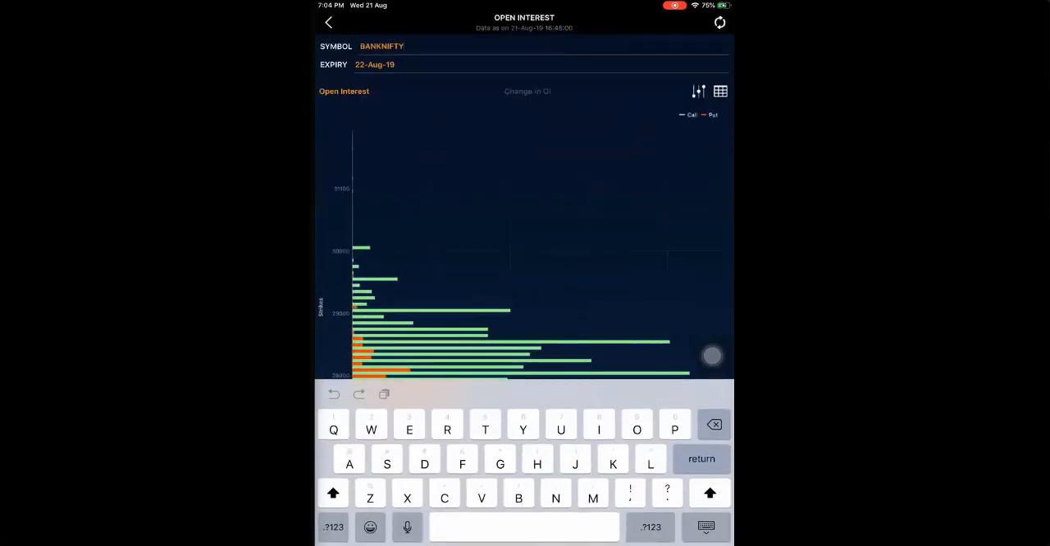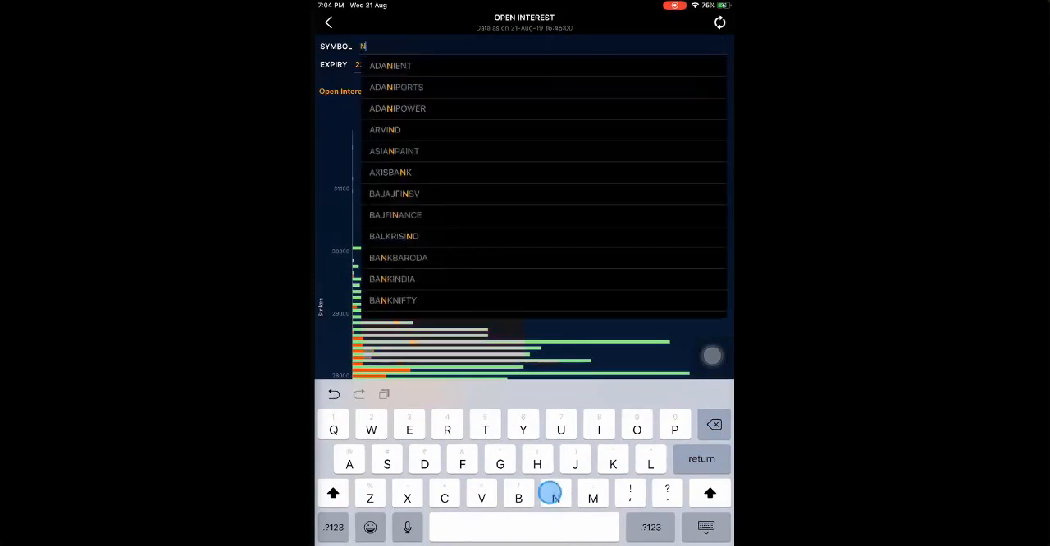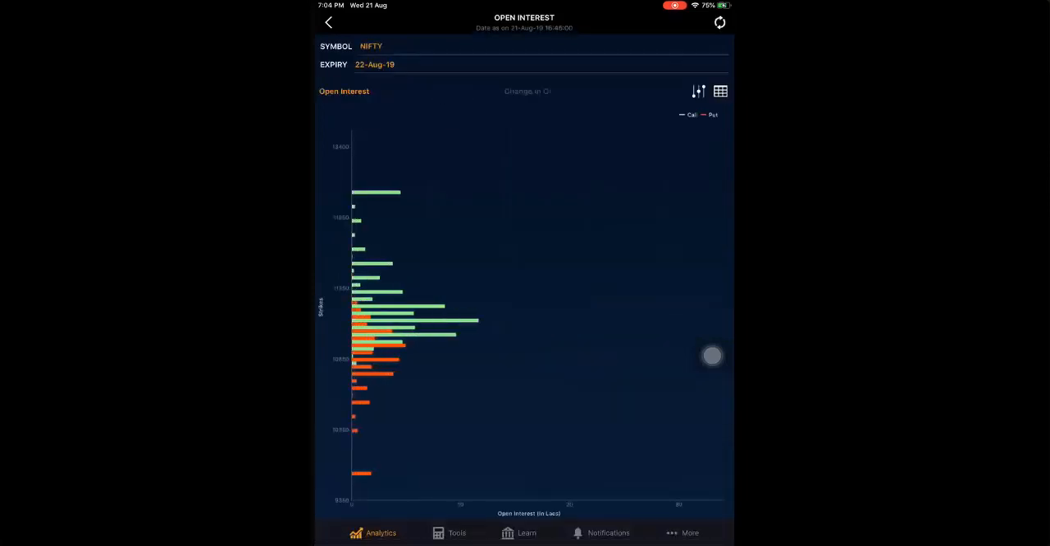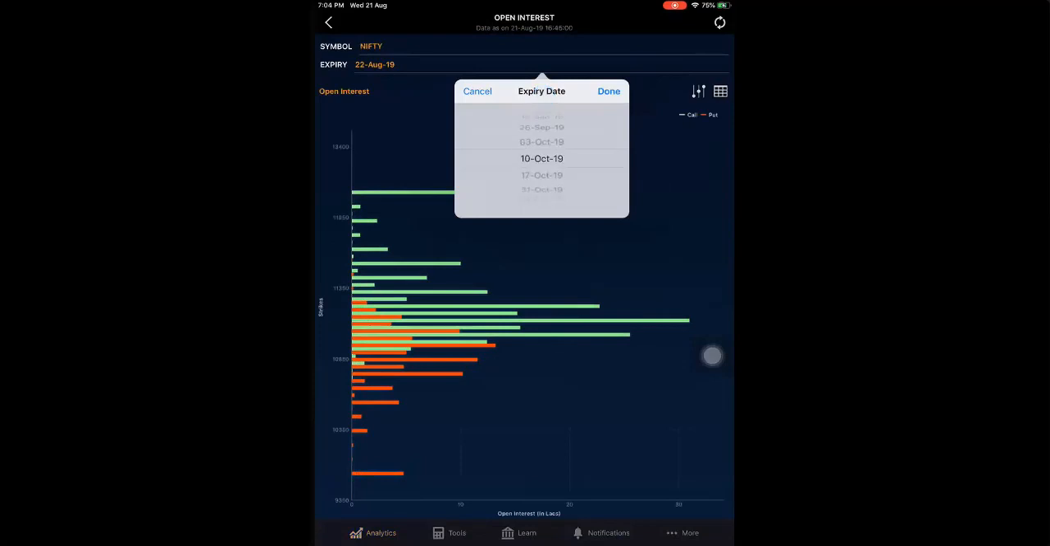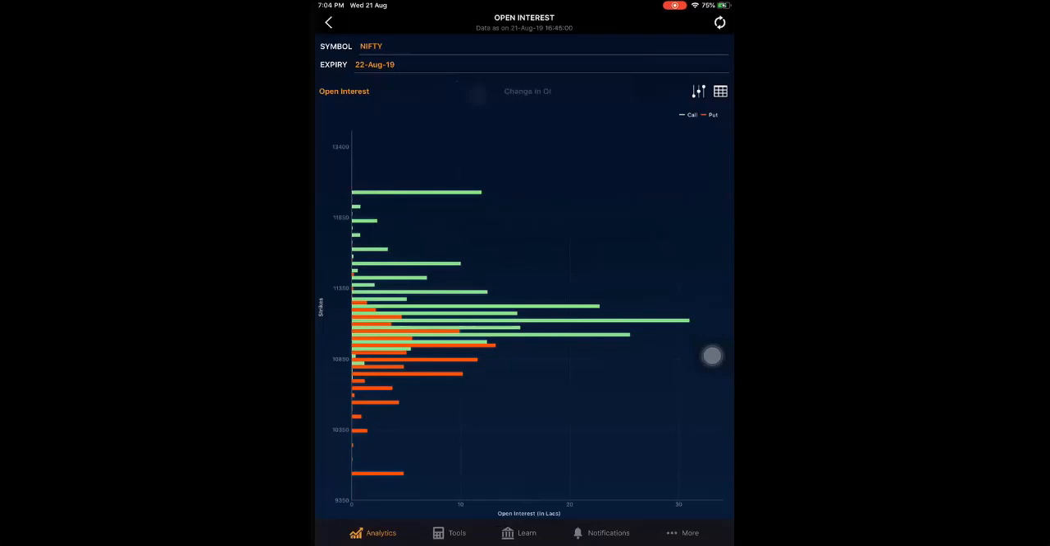In case of Nifty, if I go to Nifty, you have all weekly, all monthly, all LEAPS. So the entire set of options in Nifty, all the expiries, are shown here. Okay, so let's understand how it works.